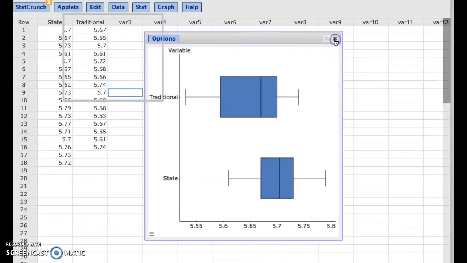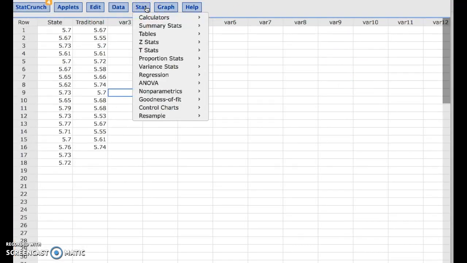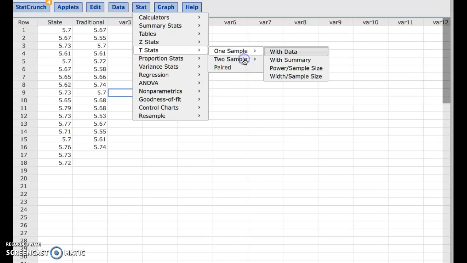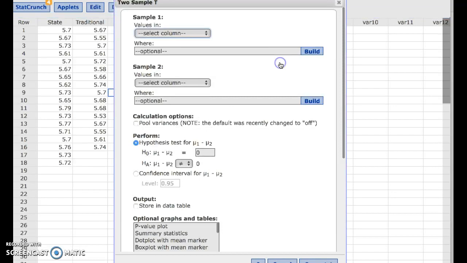So we'll close this down. And we want to go to our t-stats, to sample. Sorry, mine was having some issues there. To sample with data. Select our two columns.